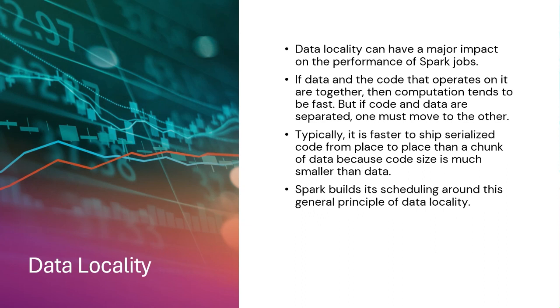And one more factor is that it is easier and faster to have serialized code sent from one place to another than to send the data, because data is huge. So this is the principle that even Spark tries to use. It tries to see what executors or which nodes it can use to have this data locality in place. So it schedules things on the principle of data locality.